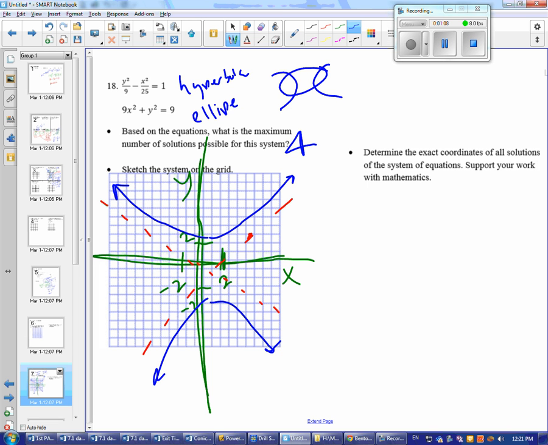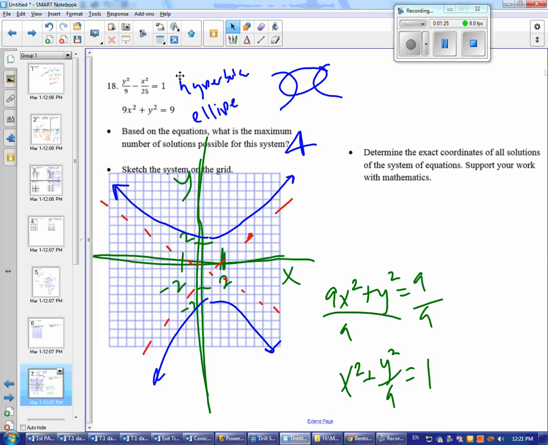And then that ellipse, it doesn't equal 1. So I'm going to stop and change that equation around. So I have 9x squared plus y squared equals 9. Divide both sides by 9. And it's actually x squared plus y squared over 9 equals 1. So I go out 1 in the x direction. Let me change colors. 1 in the x direction and 3 in the y direction.